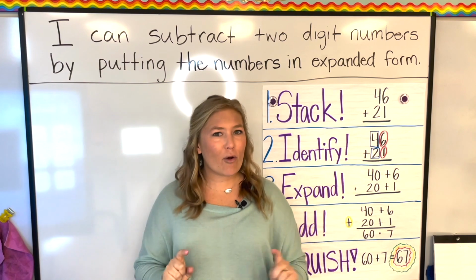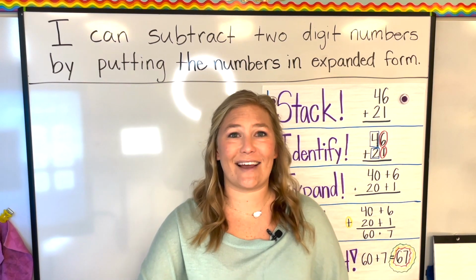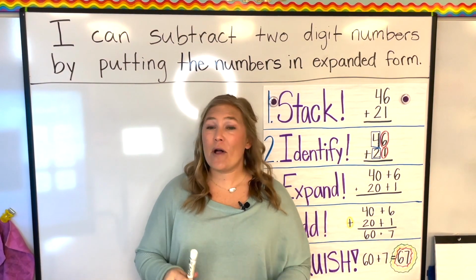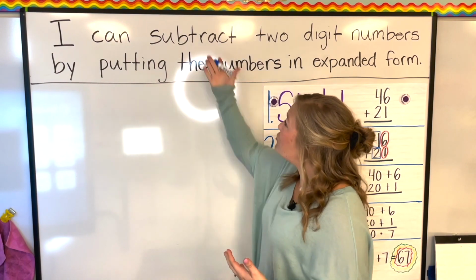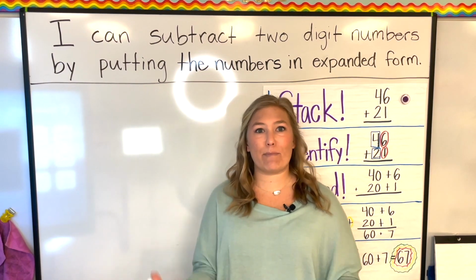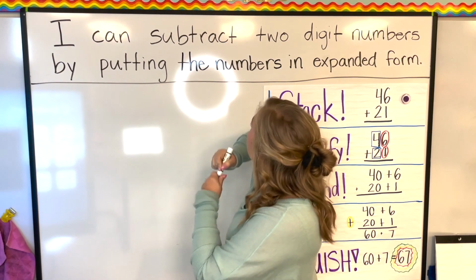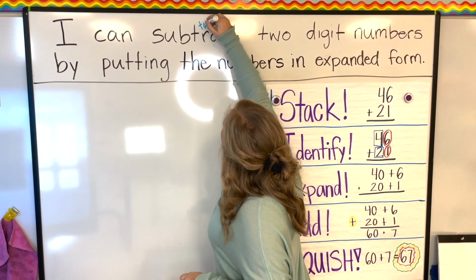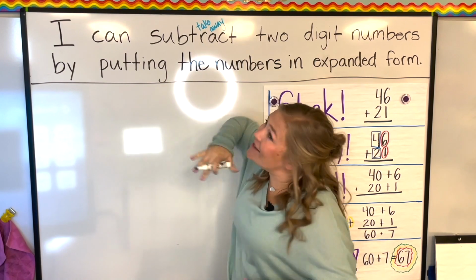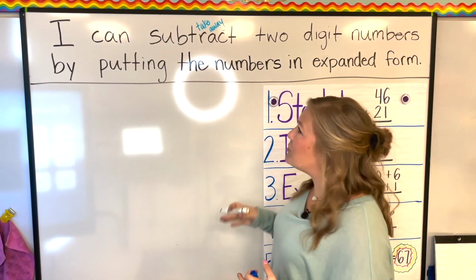If I remember correctly from last week, I only changed one word in this I can statement, and that's the word subtract. So the only word that's different is subtract. It used to say add. So we used to be putting numbers together to make something bigger. Now we're going to be subtracting or taking away. So I can take away or subtract two-digit numbers by putting the numbers in expanded form.